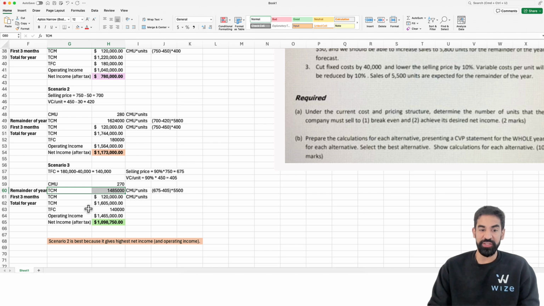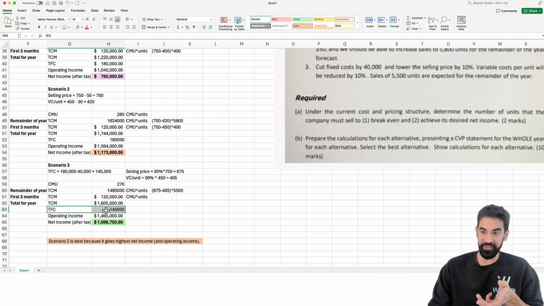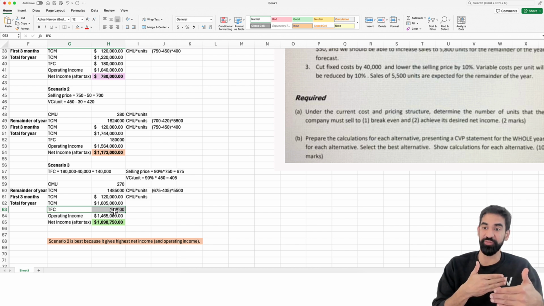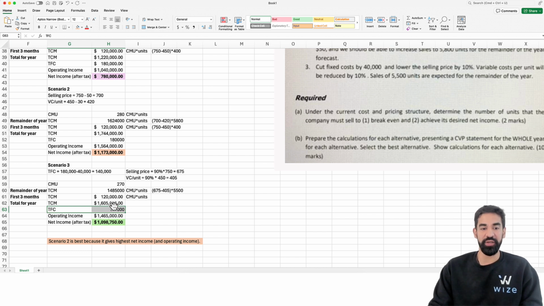And then for the fixed cost, you could say it's spread out evenly. Since 3 months out of the year have already passed, for the rest of the 9 months, it's only 75% of the year left, right? Because there's 4 quarters in a year, 3 months, 6, 9, 12. So you would have taken the fixed cost, 140,000, and times it by 75%, because that's what's left of the year. 25%, the first 3 months have already passed. So you just times this by 75%, and then you would have done the same thing.